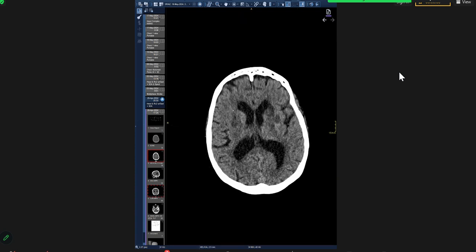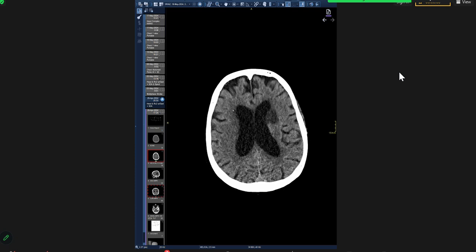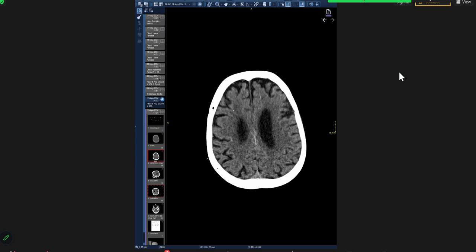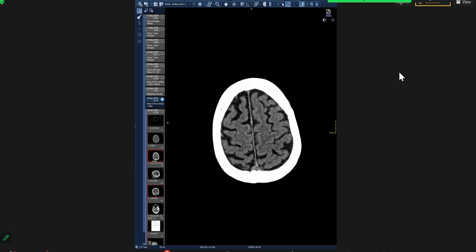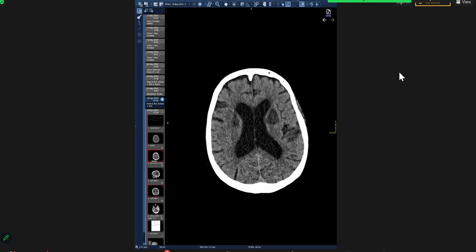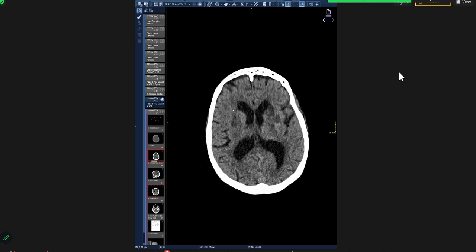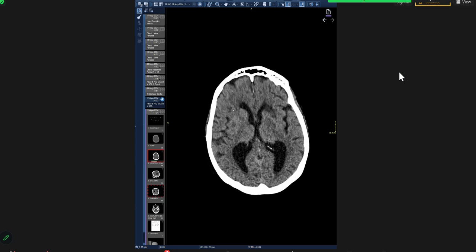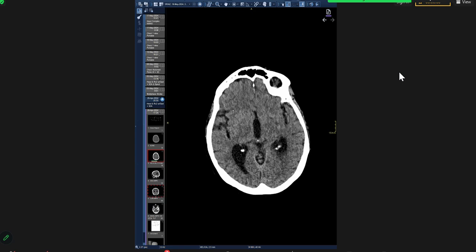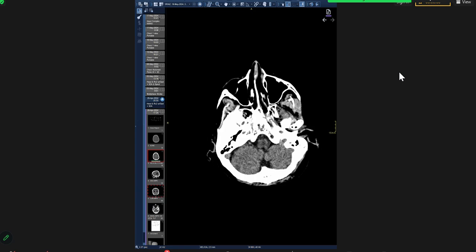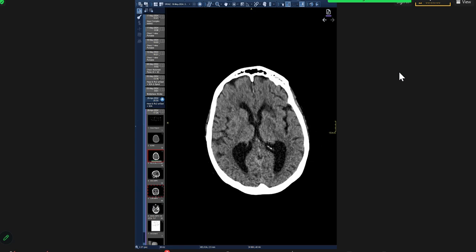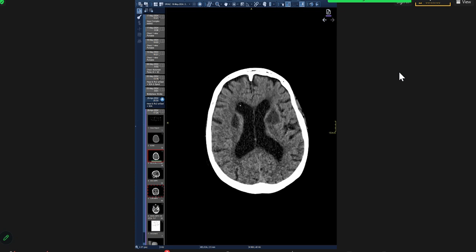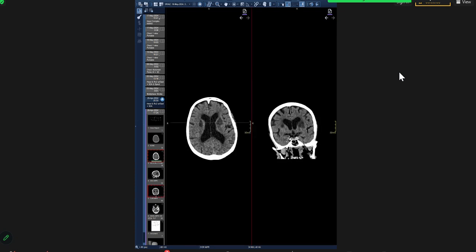CT scan brain axial sections taken in the unenhanced phase. In these images, again, I can appreciate that hypodense areas are noted in bilateral basal ganglia as well as in the left corona radiata. These are more prominent on the left side, along with dilatation of the bilateral lateral ventricles. The third ventricle is also dilated.